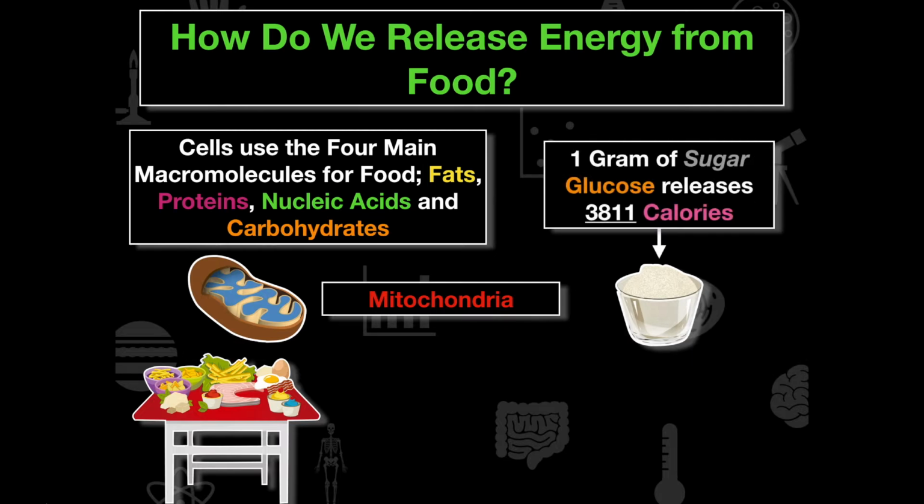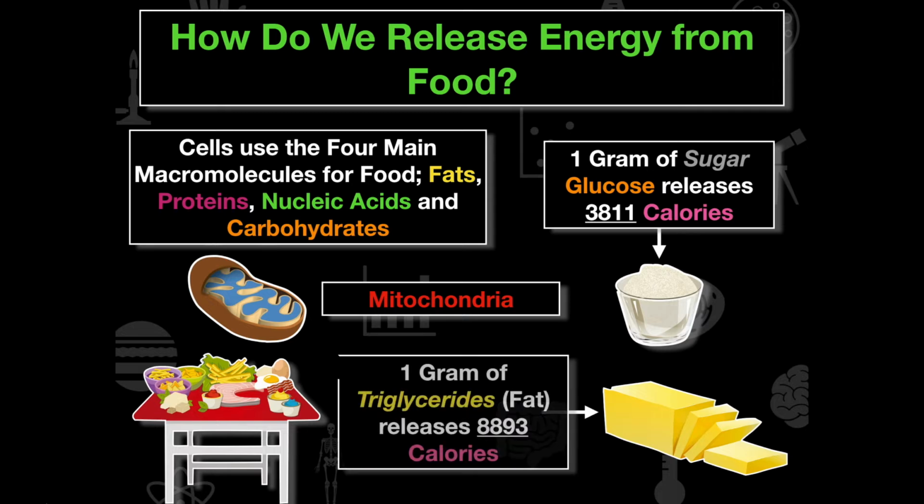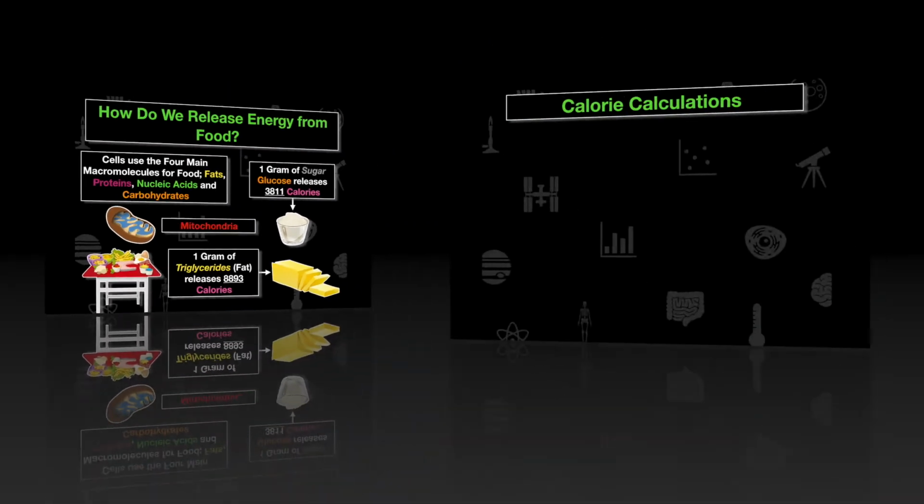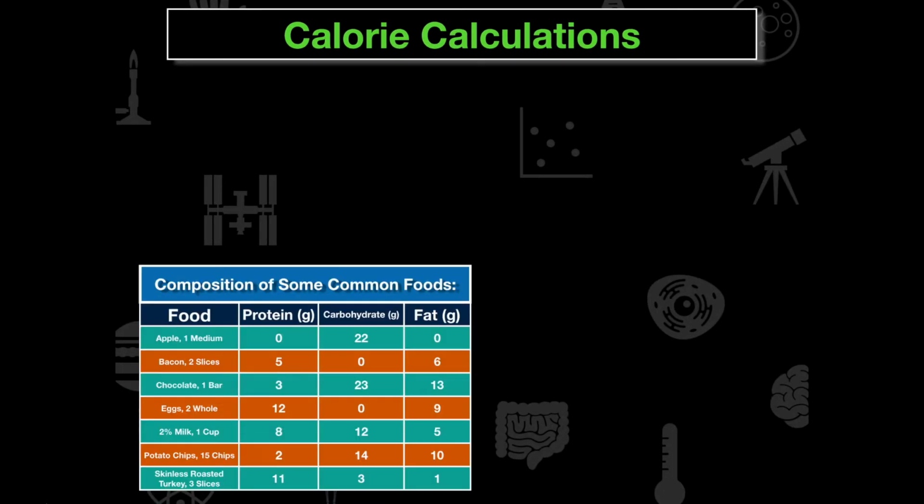Now, if we were to compare 1 gram of sugar, well, sugar is glucose, and it's going to release in 1 gram 3,811 calories. Now, if I compare that to 1 gram of triglycerides, that's fats, things that we're going to find in our butters and our lards, that's going to release 8,893 calories. So we can see the foods that we eat have different amounts of calories, and different quantities are going to yield different amounts of chemical energy. So let's take a look at calories here.